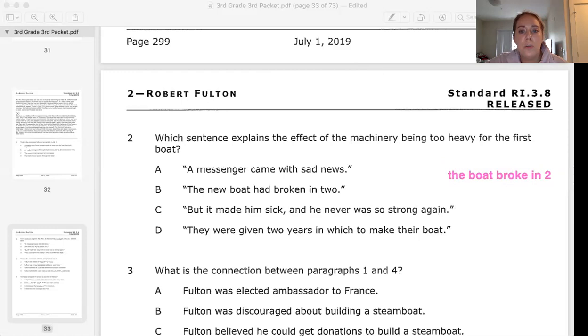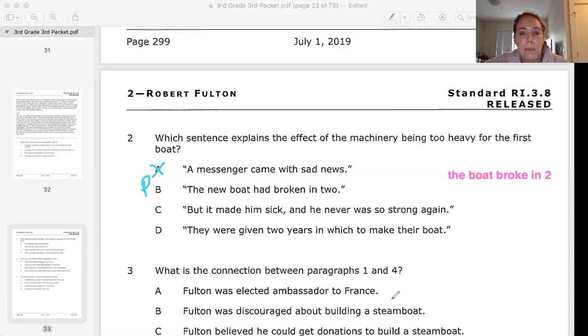So what should we do? Yeah, we need to go through our process of elimination. A messenger came with sad news. What should we do to answer choice A? Yes, even though it was in the text, it was not the reason, that wasn't the outcome of the machinery being too heavy. So just because the messenger came with sad news doesn't mean that was the reason the machinery was too heavy. So good, let's cross off A. What about B? The new boat had broken in 2. Yes, that would be a possible answer. Good, because of how heavy it was. Because the boat was heavy, it broke in 2 and it sank.